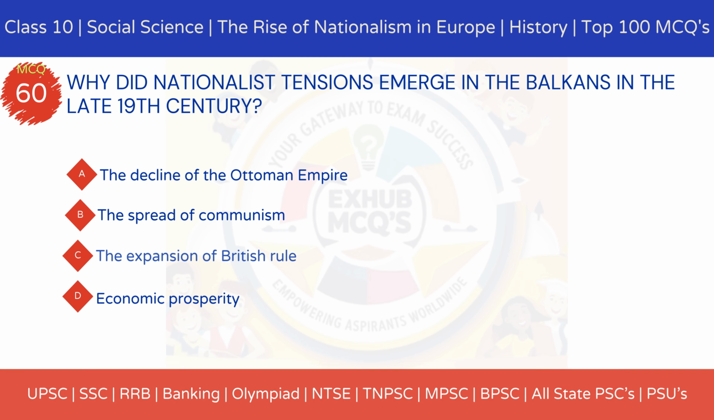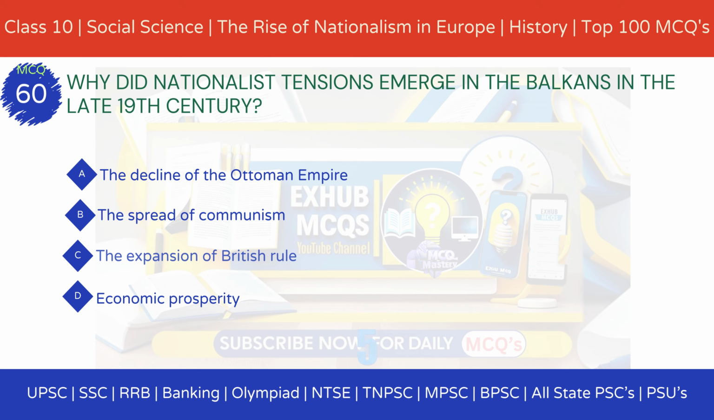MCQ 60. Why did nationalist tensions emerge in the Balkans in the late 19th century? Option A, the decline of the Ottoman Empire. Option B, the spread of communism. Option C, the expansion of British rule. Option D, economic prosperity.